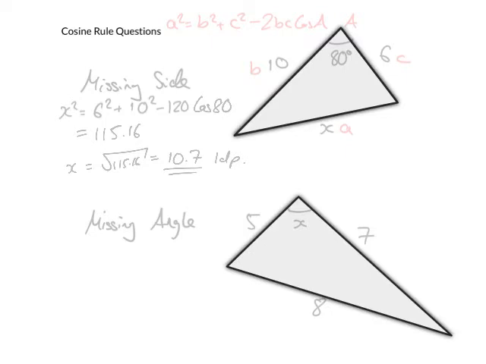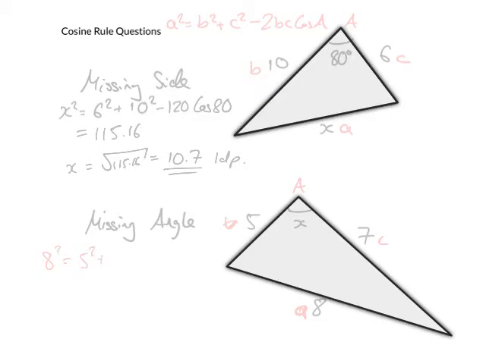Okay, so finding the side's much more straightforward for the cosine rule than finding a missing angle. We're going to write down the cosine rule exactly as we find it to start with for the missing angle. After we've written down capital A is equal to x and lowercase a is 8, b and c in either order, we substitute all of these letters and numbers into our equation.